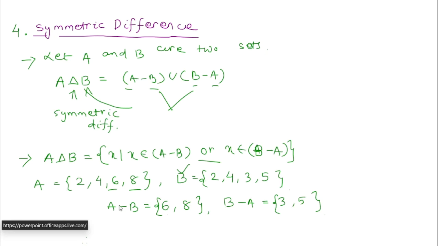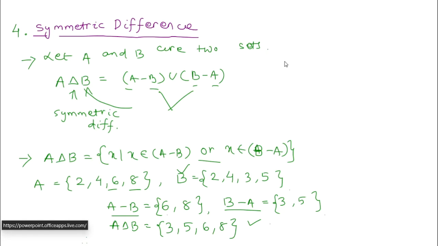Now the symmetric difference will be the union of this set and this set. So how can we write it? We can write it like this. This will be the symmetric difference.